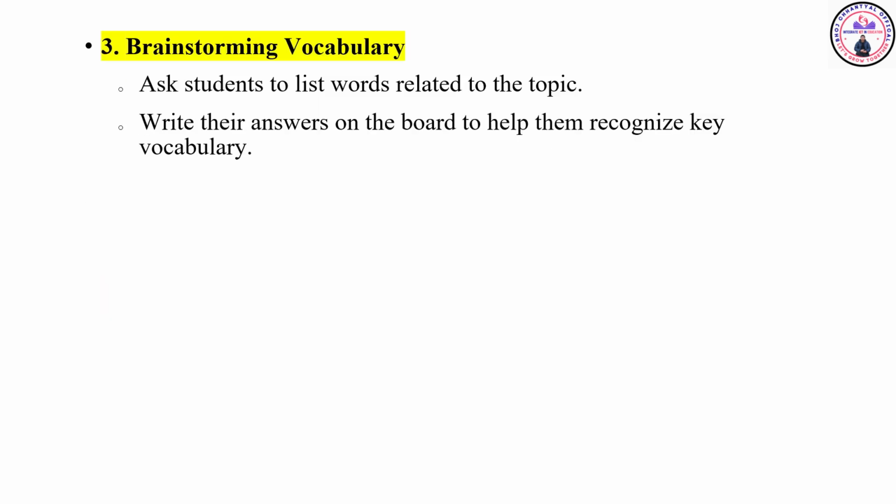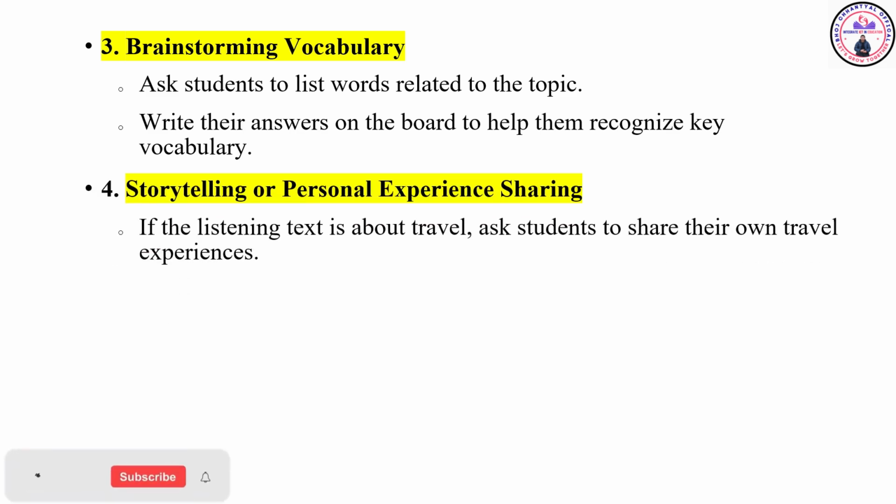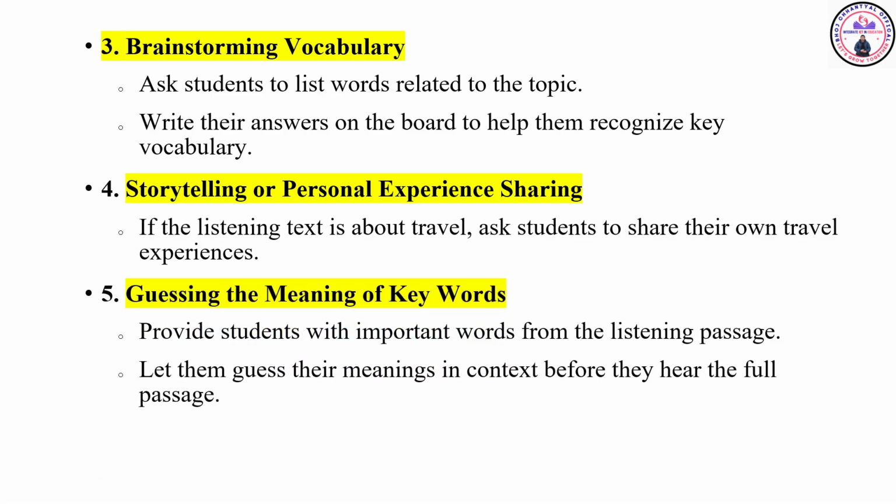3. Brainstorming vocabulary, for example. Ask students to list words related to the topic. Write their answers on the board to help them recognize key vocabulary. 4. Storytelling or personal experience sharing, for example. If the listening text is about travel, ask students to share their own travel experiences. 5. Guessing the meaning of key words, for example. Provide students with important words from the listening passage. Let them guess their meanings in context before they hear the full passage.